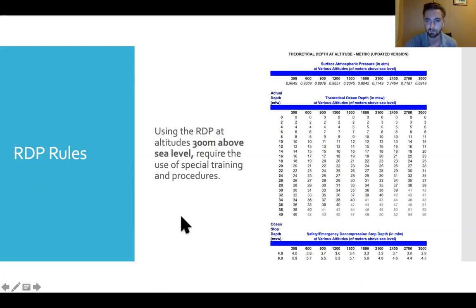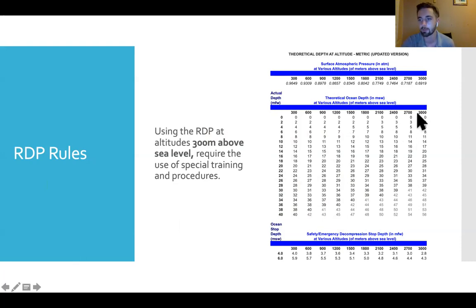So we do need to make an adjustment to our dive profile anytime we're diving 300 meters above sea level or greater. And if we look at this chart here, we're going to have a shallower maximum depth, and we're going to calculate the dive much deeper. Most modern dive computers do have altitude settings built into them, but we need to be aware and we need to make those adjustments before doing these dives.